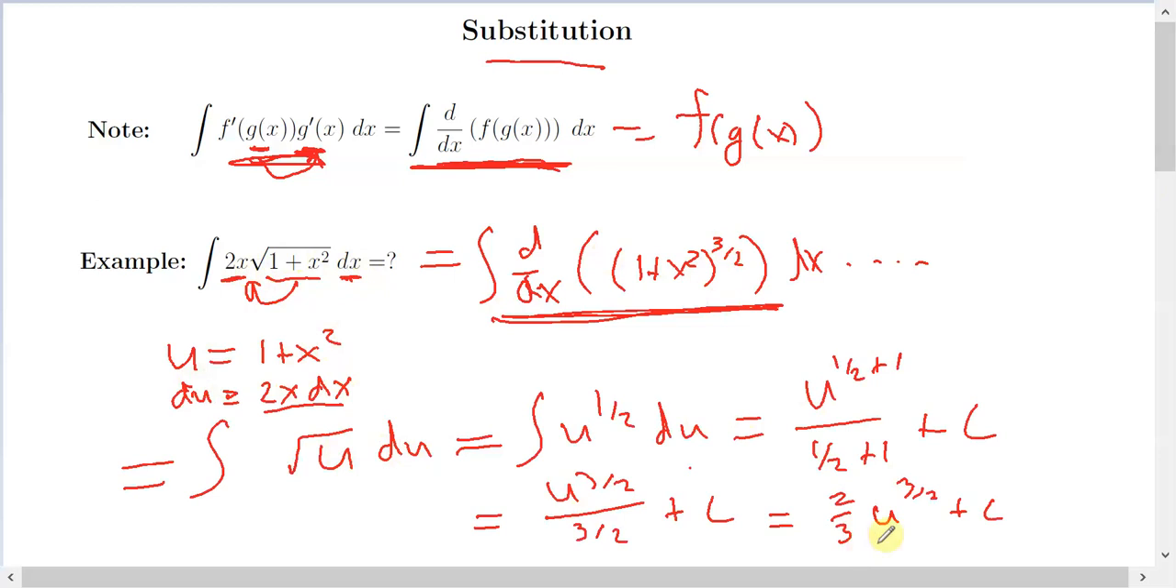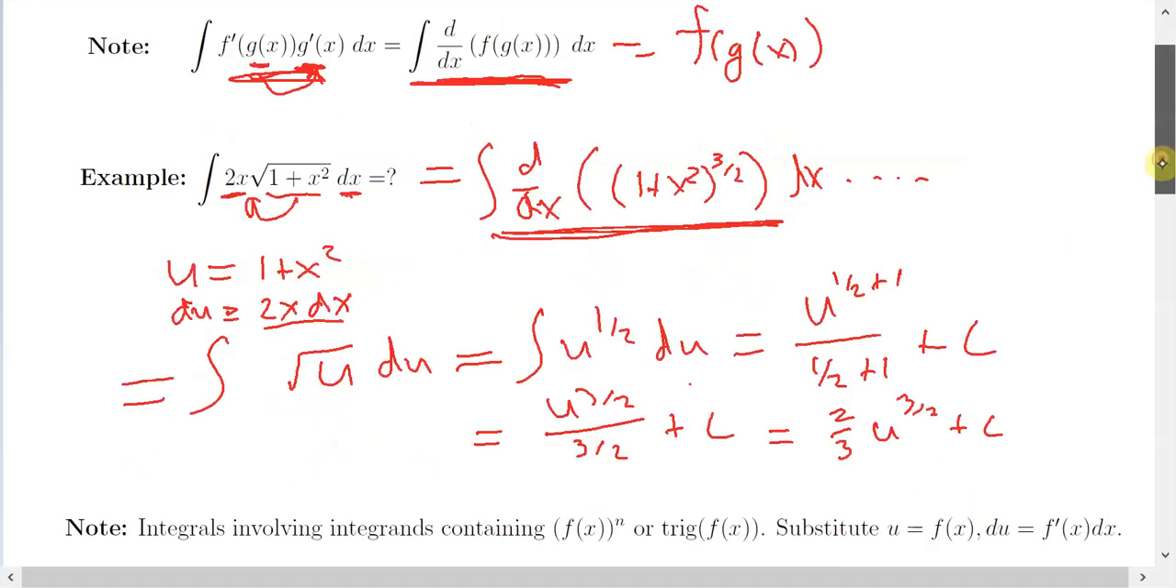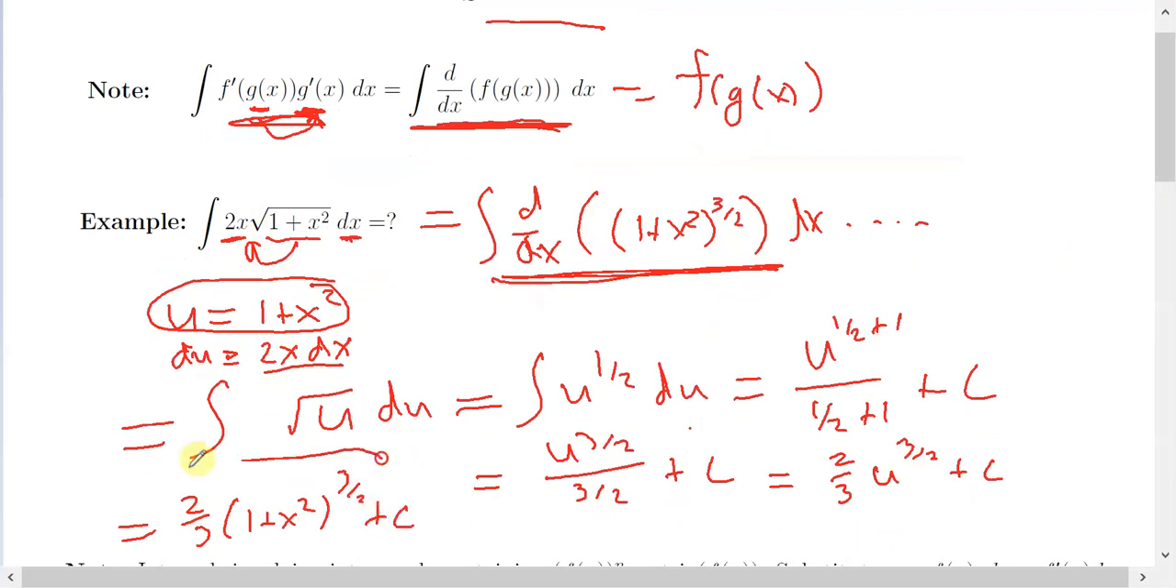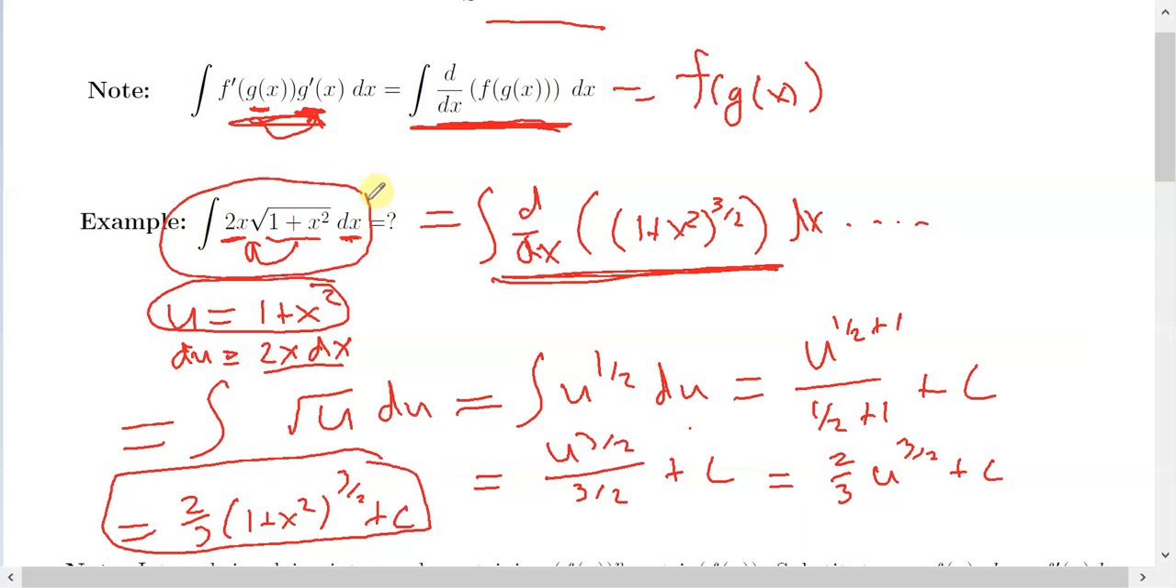Now, that's not answering the question that was asked. I was asked to integrate this, and I've got an answer here in u, so I do need to convert my answer to an answer with x's in it. But you go back to your substitution, and now you undo your substitution, meaning now I put the 1 plus x squared back in. So I get 2/3 (1 plus x squared) to the 3/2 plus a constant. And so I'm claiming that's the antiderivative in this case.